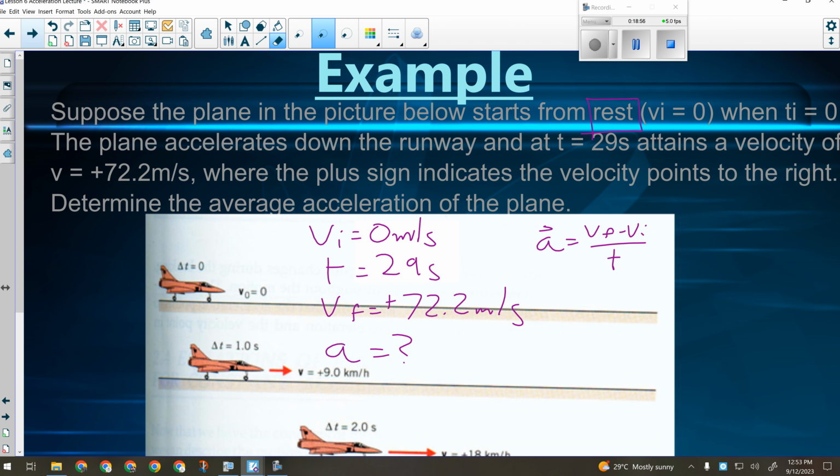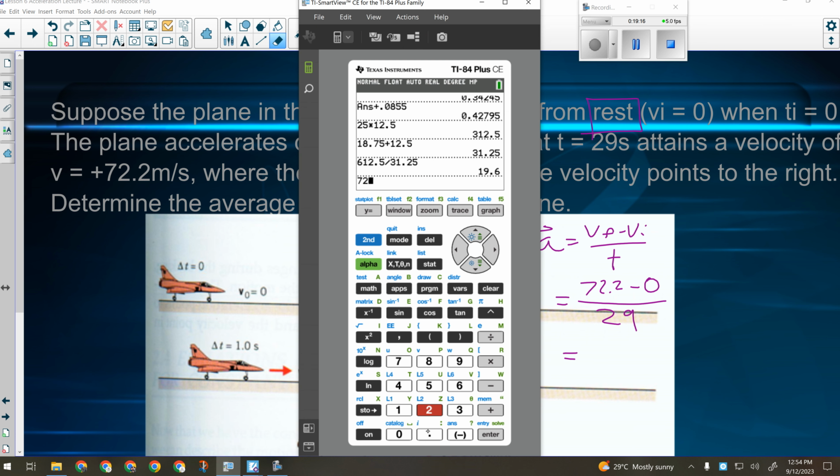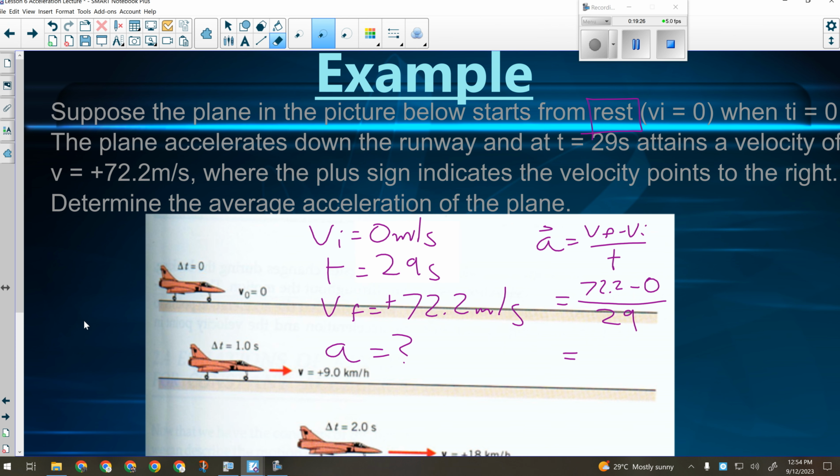And lucky for me, I don't even have to manipulate it. It's already set up to solve for acceleration. So all I have to do is plug in my numbers. 72.2 minus 0 divided by 29 seconds. So the acceleration of that plane is 2.5 meters per second squared. Positive.